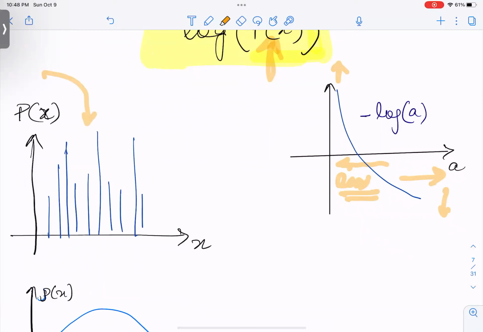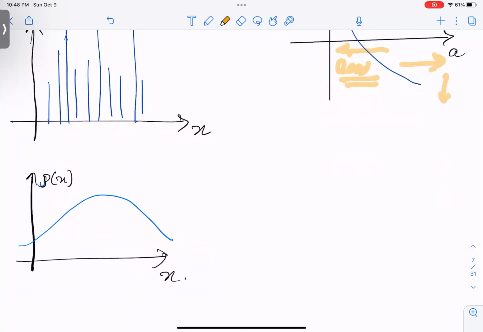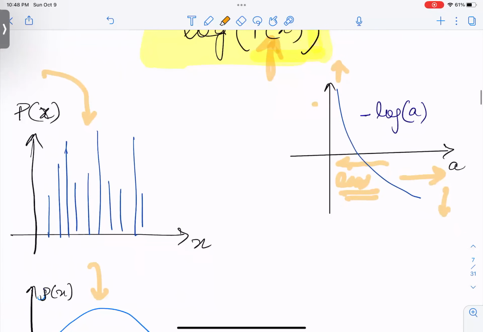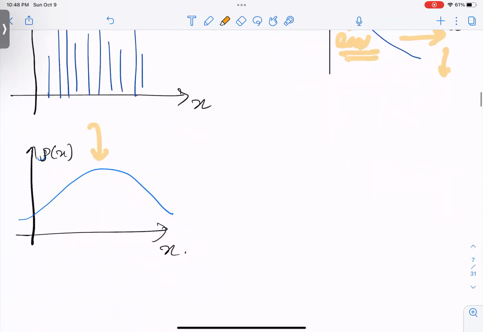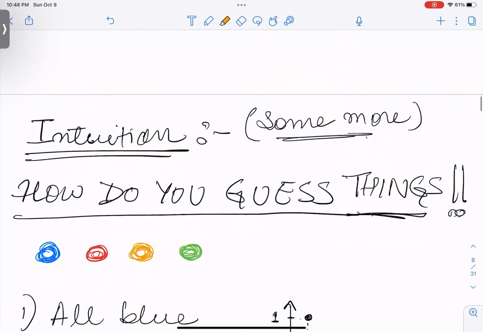This is a simple probability distribution for a discrete variable, and this is a simple probability distribution for a continuous variable. But the same would apply here. So this P of X could be either for a discrete random variable or for a continuous random variable. Let's build some more intuition.